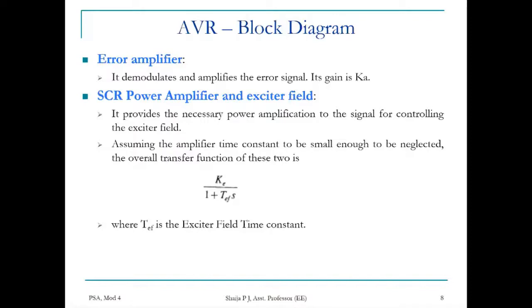SCR power amplifier and exciter field. It provides the necessary power amplification to the signal for controlling the exciter field. So assuming the amplifier time constant to be small enough to be neglected, the overall transfer function of these two, the exciter and amplifier combined, will come as Ke by 1 plus s TEF, where TEF is the exciter field time constant.